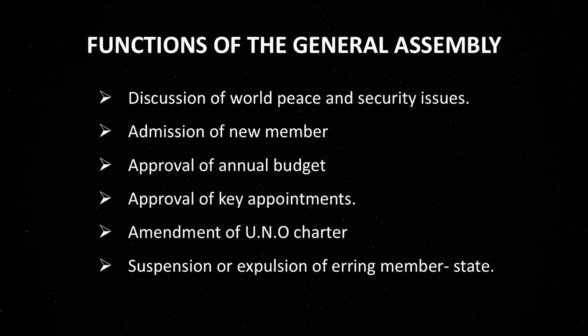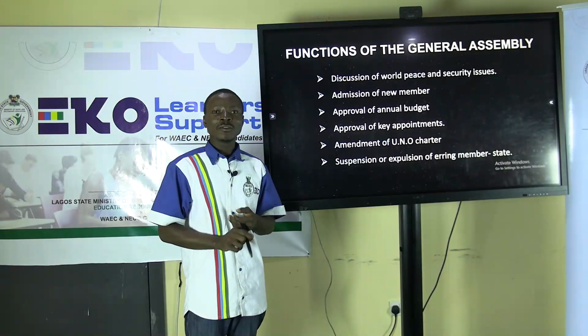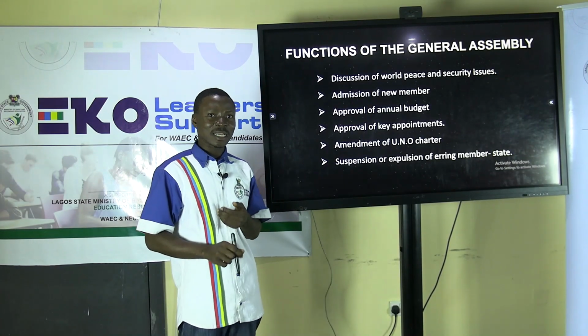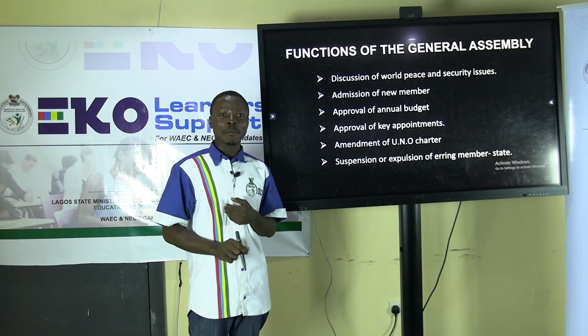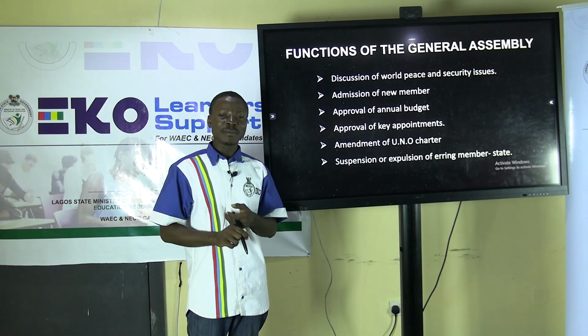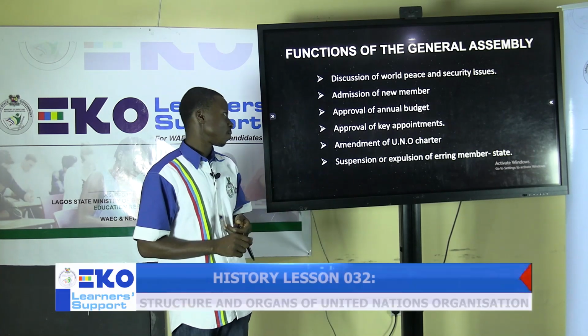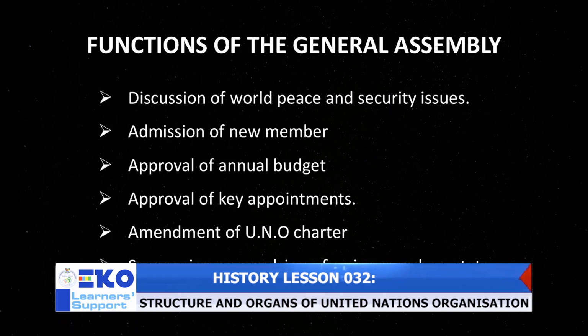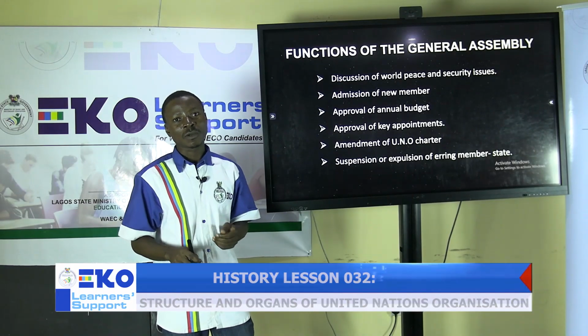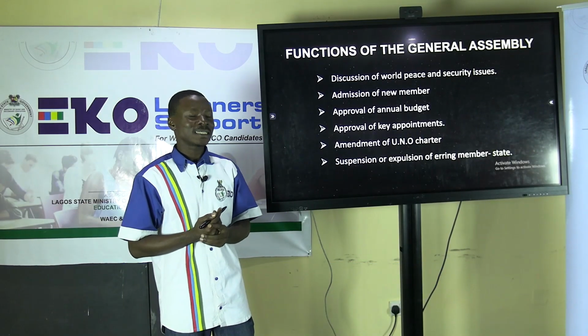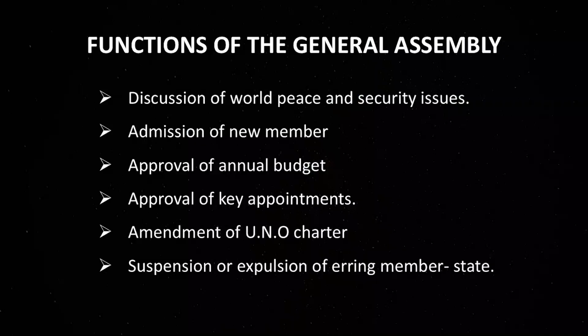Also, the admission of new members. It is the General Assembly that admits new members during its yearly session, and a two-thirds majority vote is required from all members to admit a new member into the organization. Also, approval of the annual budget. It is the General Assembly that approves the annual budget of the organization that is prepared by the Secretariat, and also the amendment of the United Nations Charter and treaties.